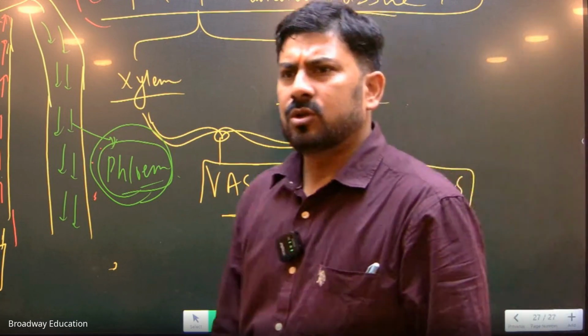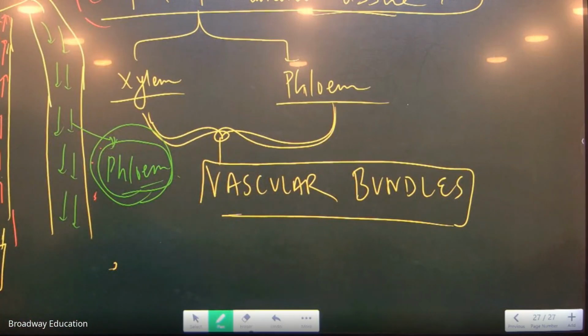So if they ask you in a statement, the prepared food materials are transported from the leaves to different parts by the help of xylem. Statement right or wrong? Wrong. Why? Answer should be phloem. The next statement says the water and the minerals absorbed from the roots reach the photosynthetic part of the plant via phloem. Right or wrong? Wrong. Why? Answer should be xylem.